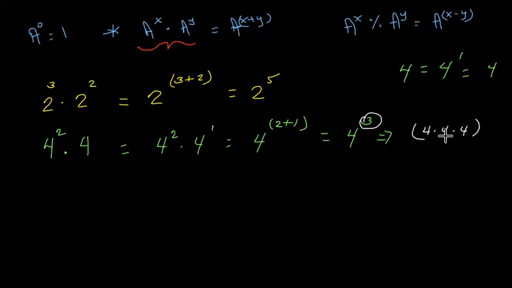4 times 4 is 16. 16 times 4 is 64. So we should get 64.